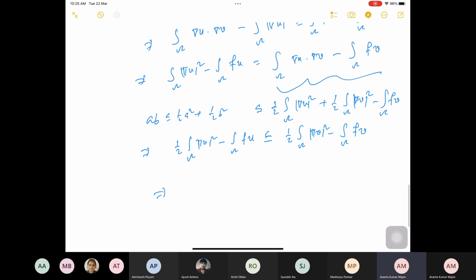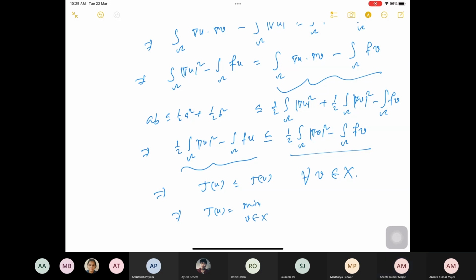So now what is this one? This one is nothing but my J of u, the energy function I have defined. This is J of u, and this part is nothing but J of v. And this holds for all v in the solution space X. Since this holds for all v, that means v is arbitrary and u is also in X, so I can conclude that J of u is the minimum over v in X of J of v. Okay, this I want. So this theorem says that u, which is in C2 of omega intersection C of omega closure, would be a solution to your Poisson problem if and only if it is a minimizer of this energy functional J.